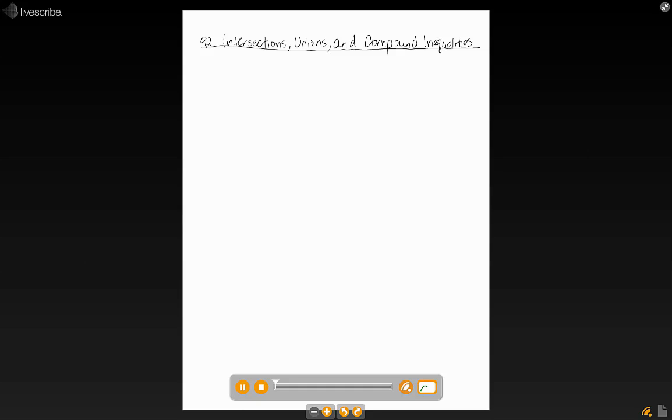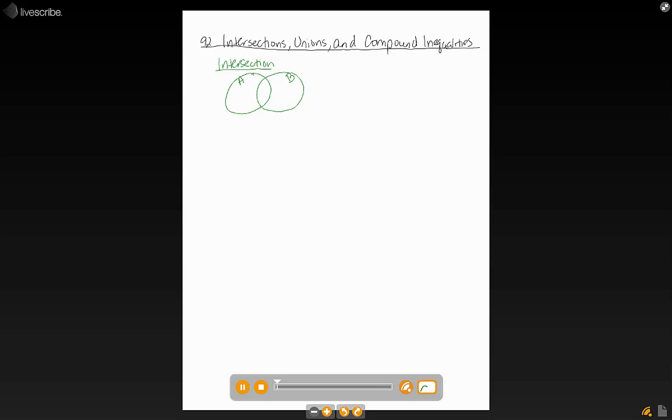Let's start with the intersection of sets. So if I have two sets, I'm going to draw a picture here for this. This is called a Venn diagram. Okay? These are my two sets. The first circle represents my set A. I'll label it A. And the second set represents my set B, which I'll label B.